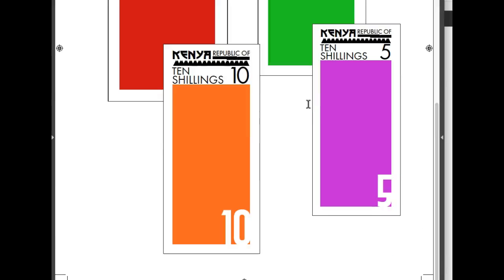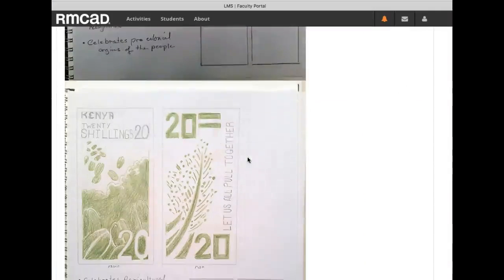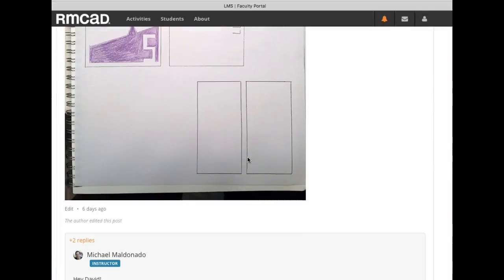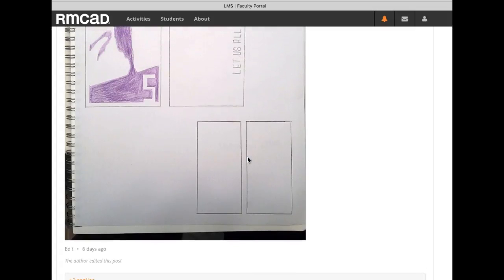Other than that, I think that you're heading in a really cool direction. I love what we had last week. We just need to follow the actual parameters of the assignment. So we can't jump from sketches to digital roughs. We're going from thumbnails to sketches and then to digital renderings.